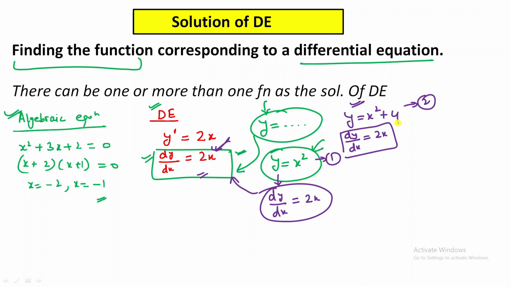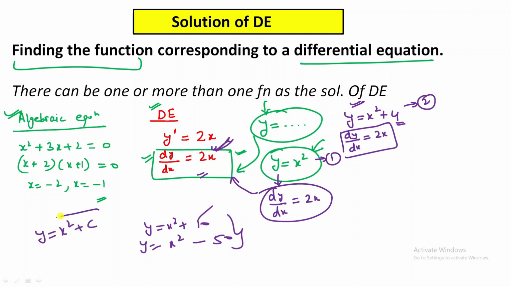So in this way, for a constant the differentiation is always 0, right? So if I say y equal to x square plus 10, y equal to x square minus 50, all these are solutions of this given differential equation, because for a constant the differentiation is always 0, so you will always get 0 here. Now in general you can say y equal to x square plus any constant. This equation will be the solution of this differential equation. So this is called a general solution of this differential equation.